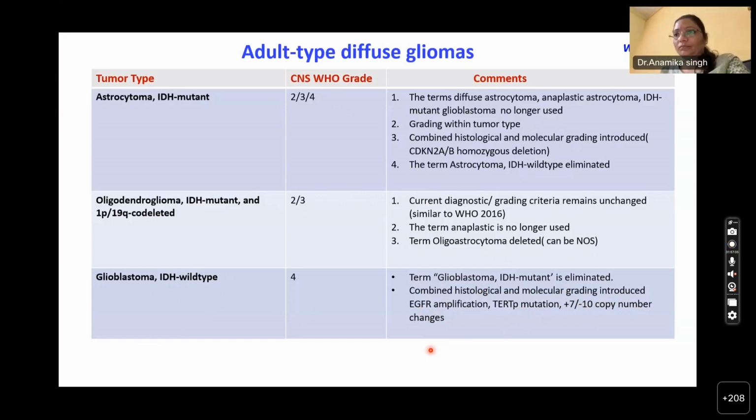Yes, ma'am. Any questions on glioblastoma? Did you understand glioblastoma? Histological glioblastoma and molecular glioblastoma. Yes, ma'am.